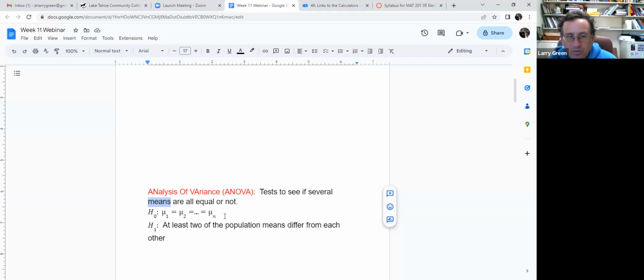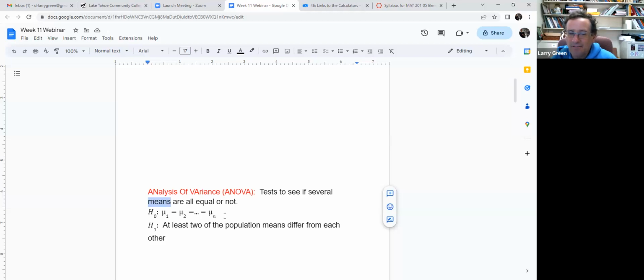Okay, H1 is a little different. And if you don't use my template, it could go bad for you. Because a lot of people think that, well, showing that H naught is not right, you have mu1 equals mu2 equals ... mu(n), you might think that H1 would be mu1 not equal to mu2, not equal to mu3, ... not equal to mu(n). But actually, that's not what H1 is.